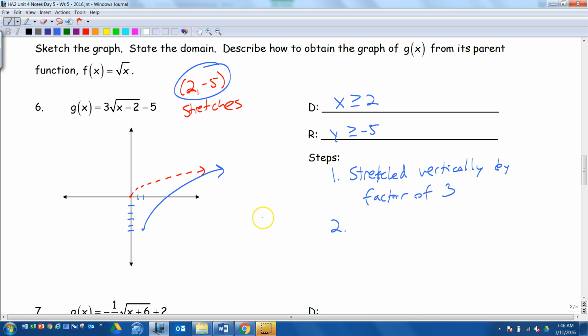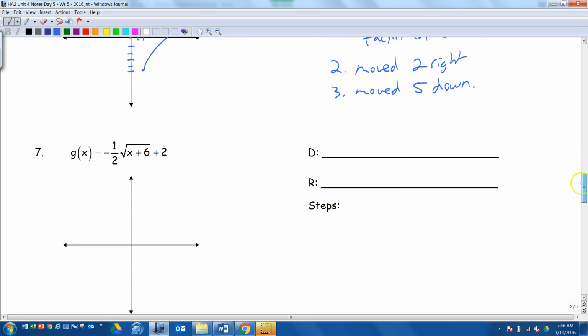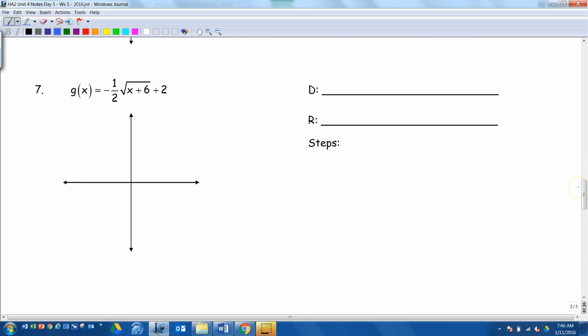Then it doesn't matter which move you do next, but generally it should be the horizontal move. So it moved 2 right, and it moved 5 down. So that'd be the steps you do. Always do the stretch and reflect first, because you don't want to say it reflects over the x-axis after the fact. Like this one here. Here's my parent function. The steps, I'm going to just do that first before we even graph it. 1, reflect over x-axis.